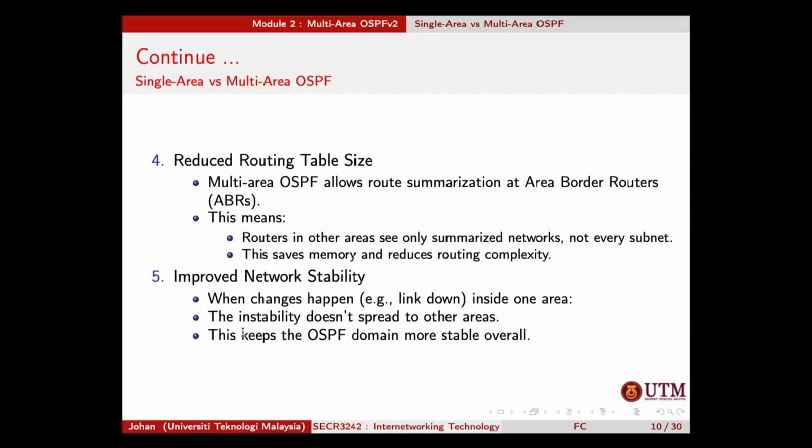Multi-area OSPF allows route summarization at the ABR only. This means routers in other areas see only the summarized network, not every subnet. This saves memory and reduces routing complexity. It also improves network stability. When changes happen, for example a link down inside one area, the instability doesn't spread to other areas. This keeps the SPF domain more stable overall.